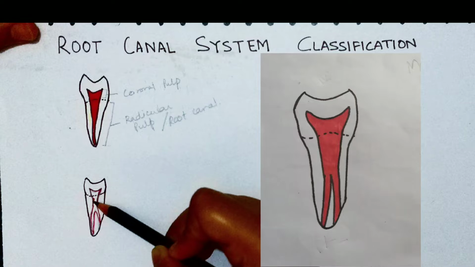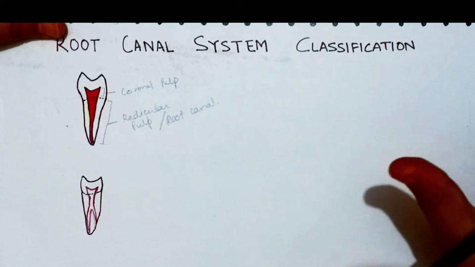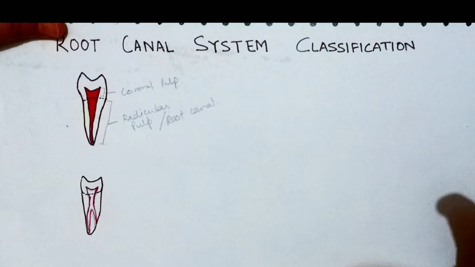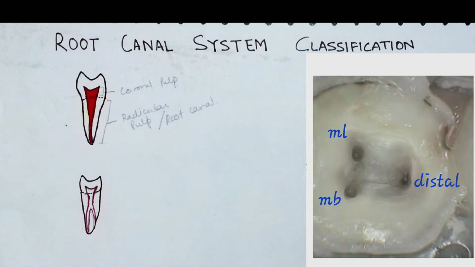or may exit from a single common foramen. The number of root canals present in the tooth corresponds to the number of roots present in the tooth. For example, the maxillary first premolar usually has two roots and two root canals, but it is not true in all the cases. Sometimes a single root may have two root canals. Most commonly it is seen in the mesial root of the mandibular first molar.